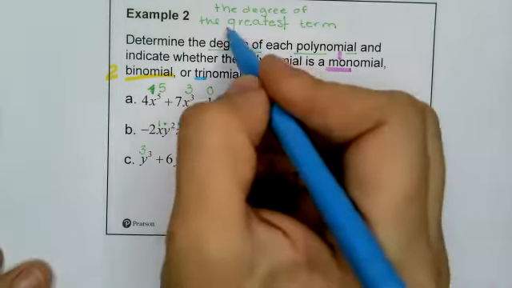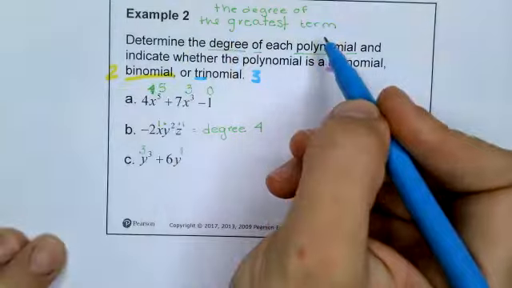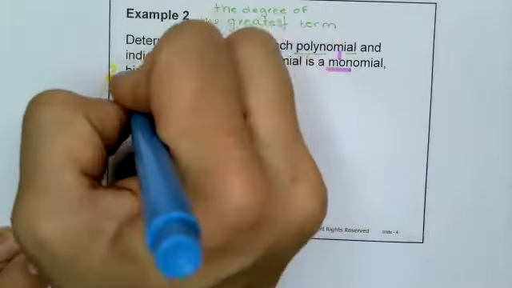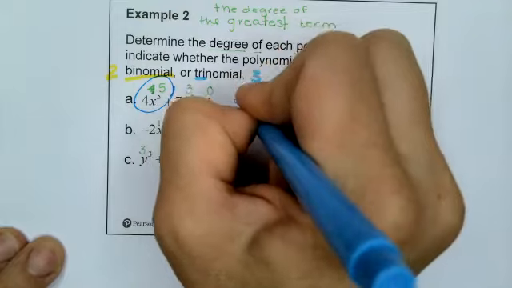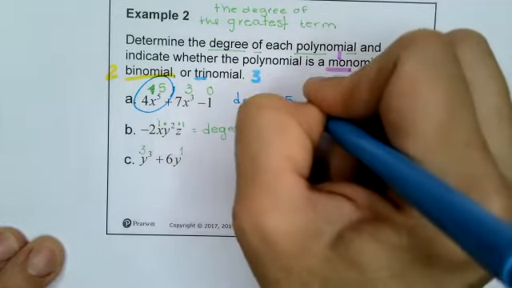Now, those are the degrees of the terms. Take your biggest degree of the term. So this is a degree 5 polynomial.